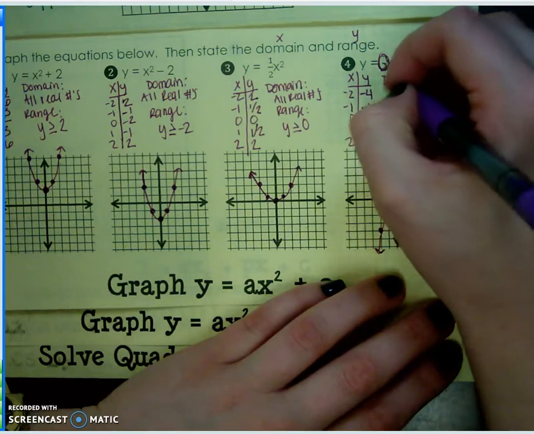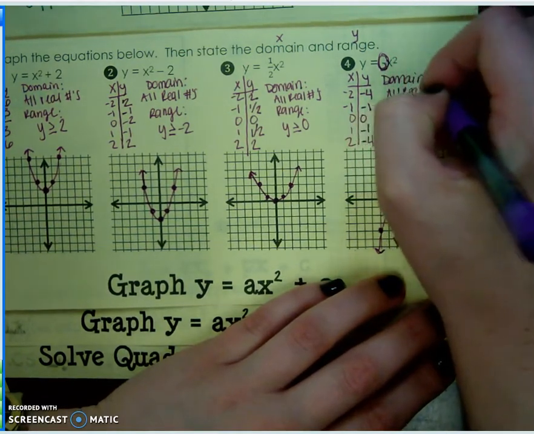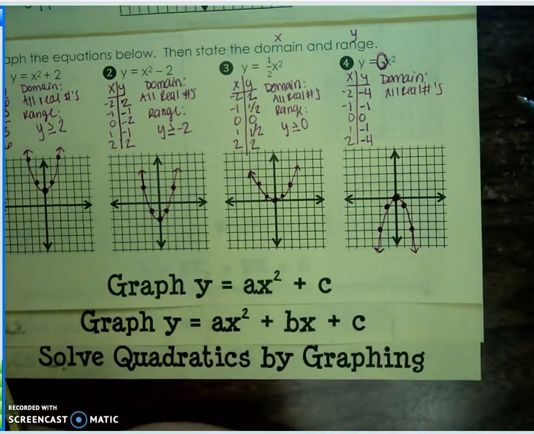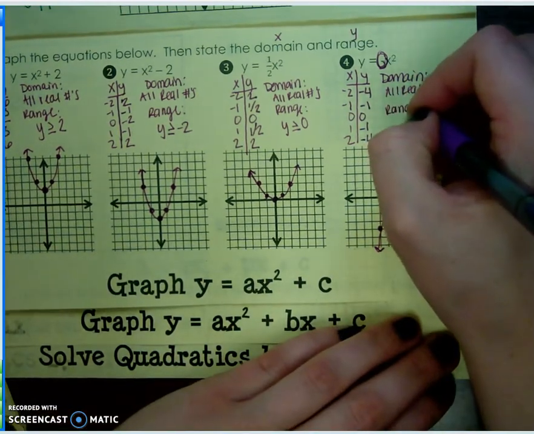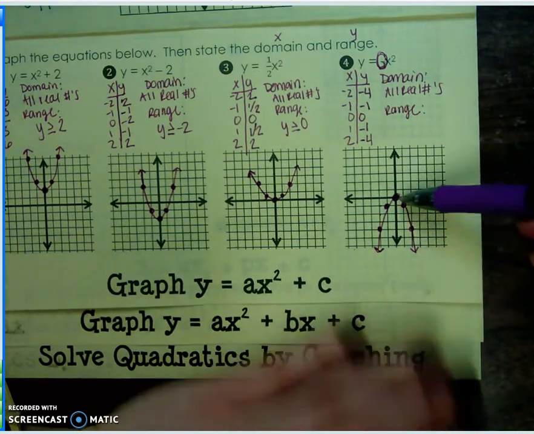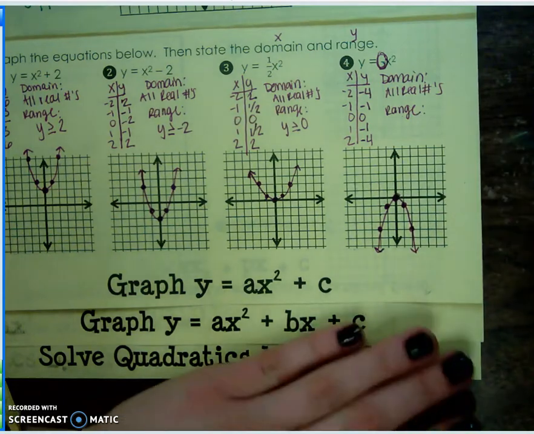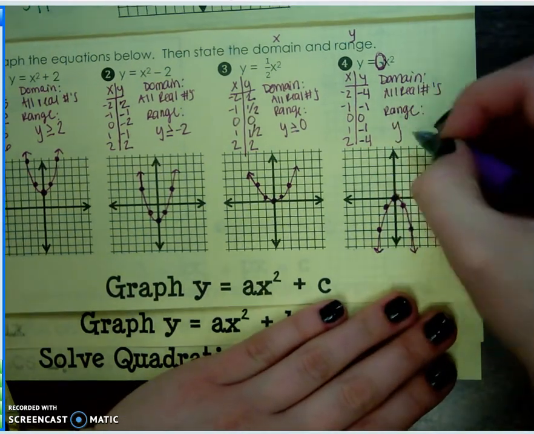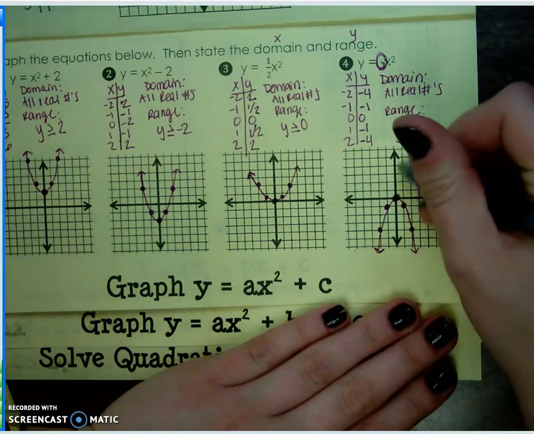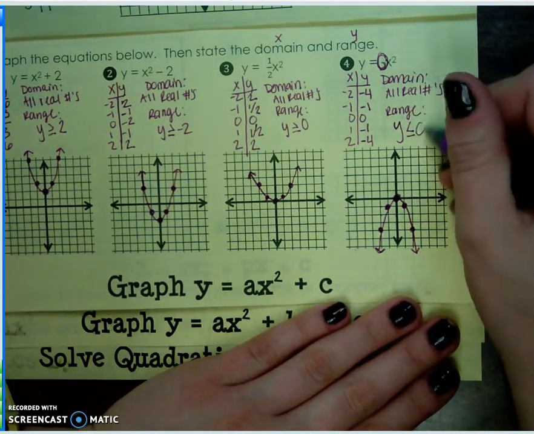So our domain is still going to be all real numbers. But our range has changed. It's no longer, all of these numbers smaller than 0 are going to work. So y has to be, it's never going to work greater than. So y has to be less than, well, or equal to 0.